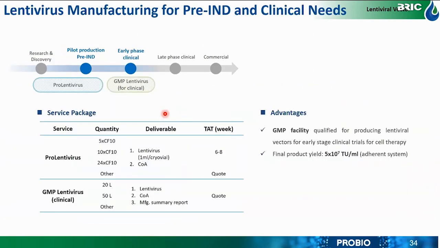And in GenScript, when the project moves to clinical stage, GenScript ProBio can provide GMP-level lentivirus, fully GMP compliant, at different scales from 20, 25 cell factories, and even up to a 50 liter single-use bioreactor, based on your project.